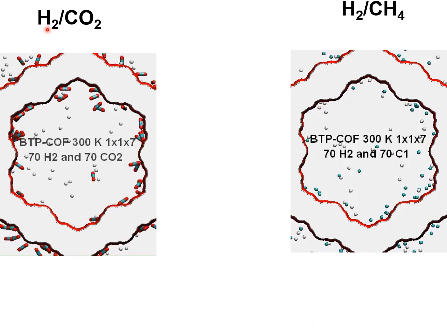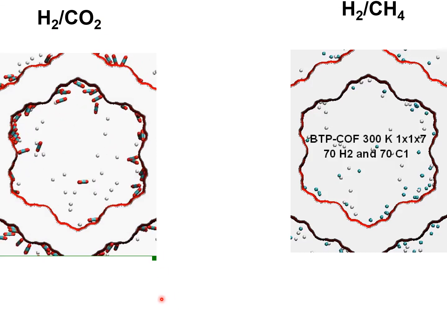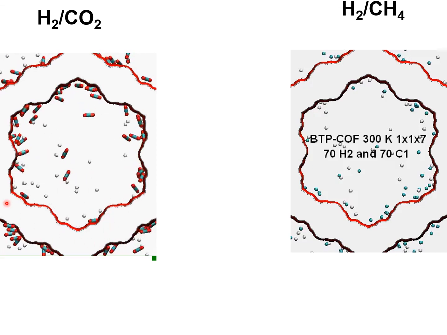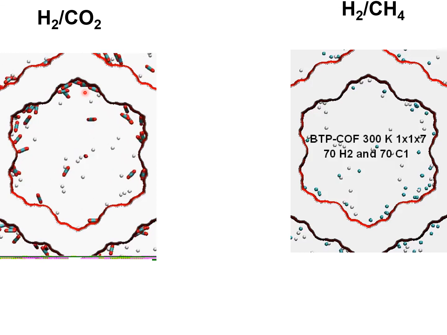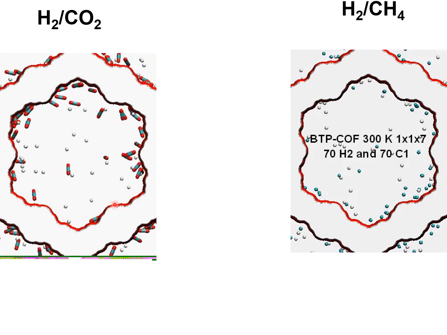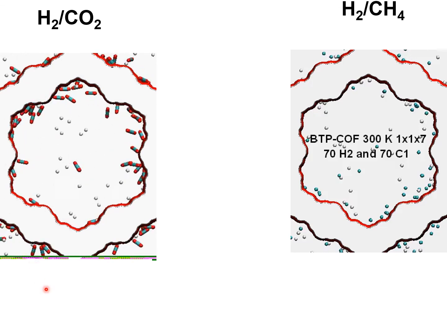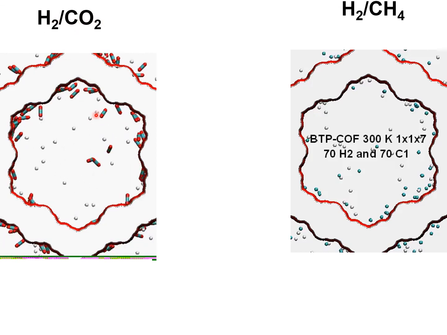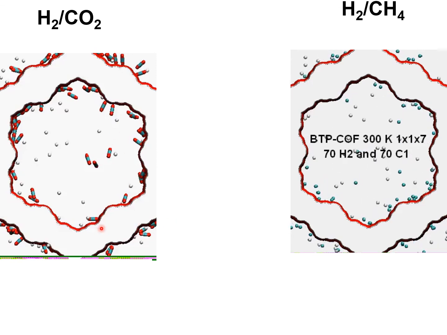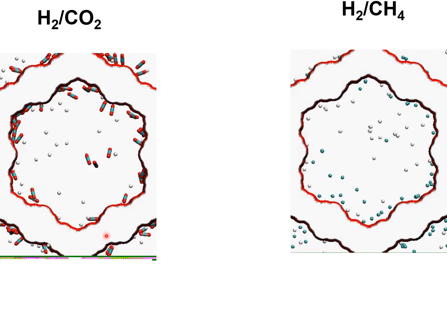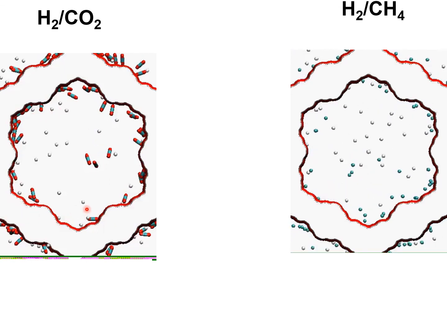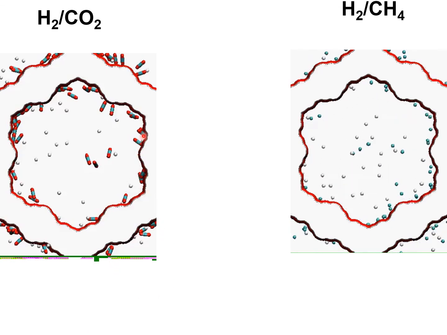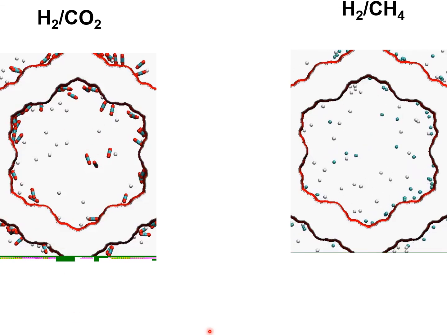Let's have a look at hydrogen CO2 mixtures. With the hydrogen molecules shown by these white spheres are almost uniformly distributed, whereas carbon dioxide is concentrated near the pore wall, and therefore to calculate the diffusivity of these molecules in the mixture, one needs to take account of the segregated nature of the distribution of molecules. The strongly adsorbed molecule concentrates near the pore wall. The poorly adsorbed molecule is more uniformly distributed.